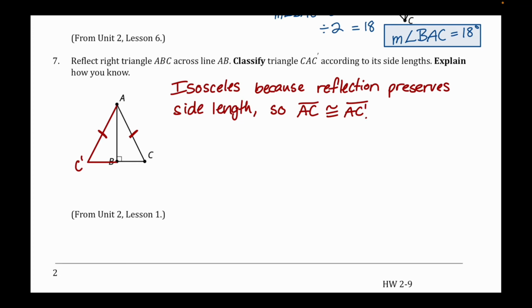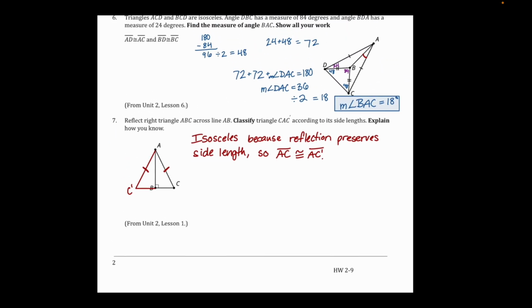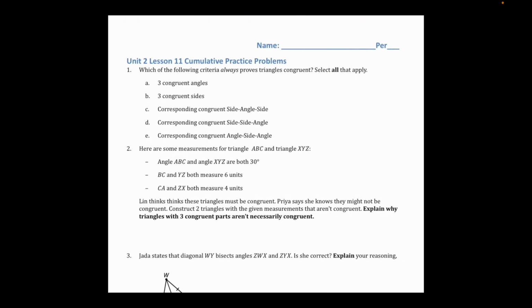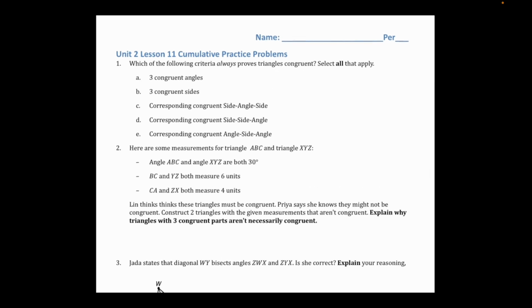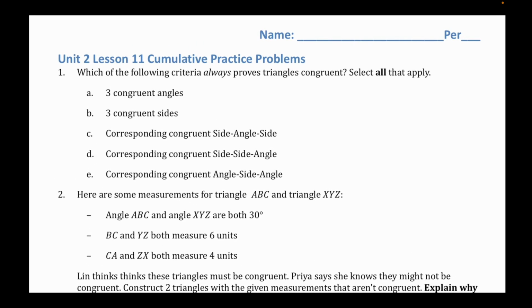Now that is it for the lesson 9 questions, but there's also another page. We're just going to do questions 1, 2, and 3 from lesson 11. So let's look at question 1 here. We have, which of the following criteria will always prove triangles congruent? And we want to select all that apply.